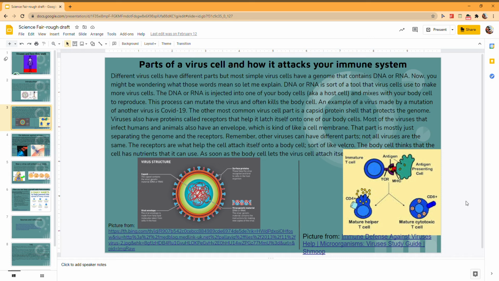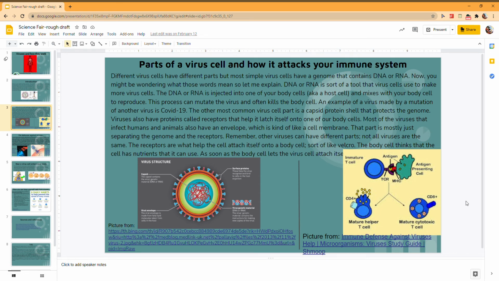DNA or RNA is a sort of tool that virus cells use to make more virus cells. So basically, reproducing. The DNA or RNA is injected into one of your body cells, aka a host cell, and mixes with your body cell to reproduce. This process can mutate the virus and often kills the body cell. An example of a virus made by a mutation of another virus is COVID-19.